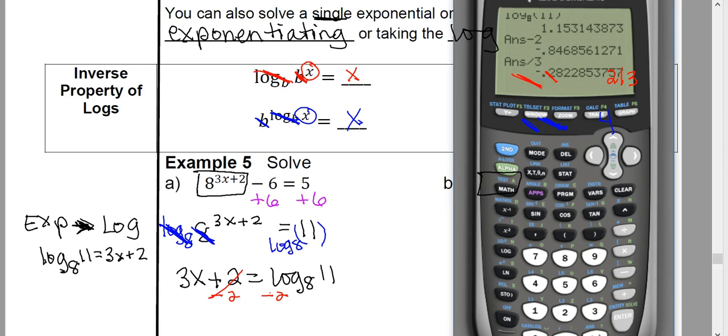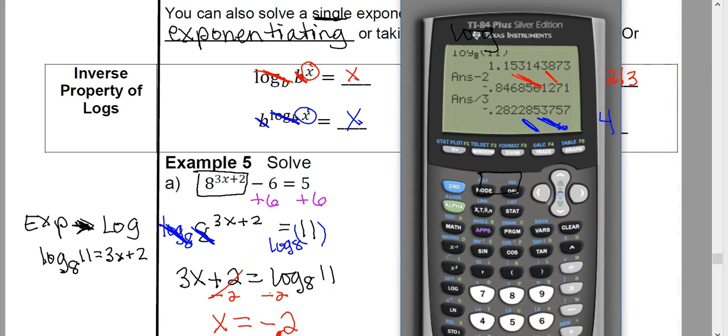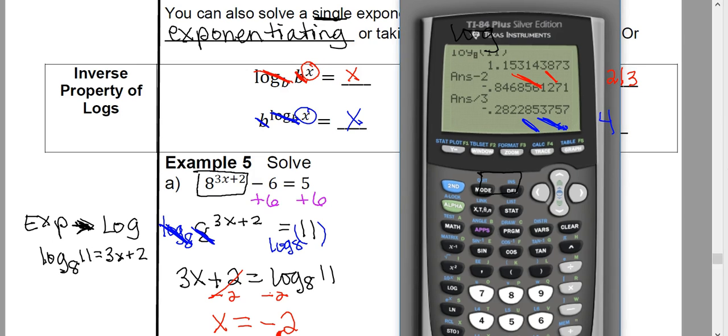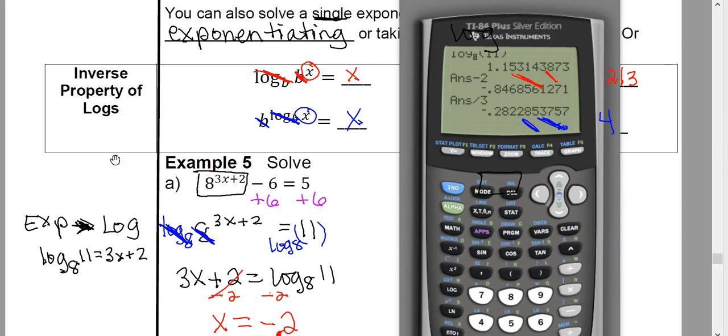So x is negative 0.2822. So 822 is just going to stay 82.